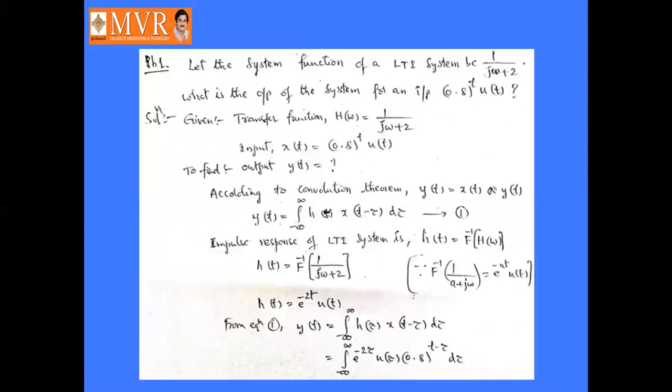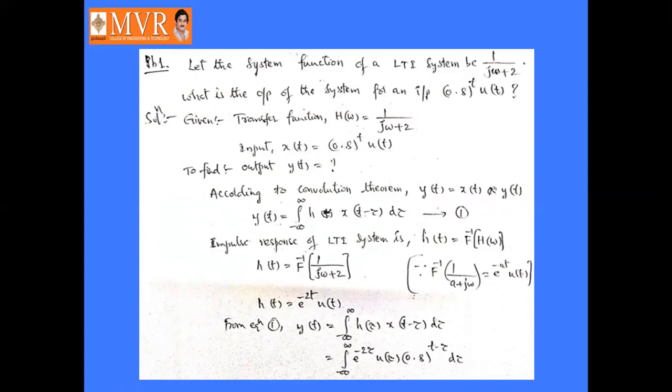Okay, let us do some problems on LTI systems. Here the problem is given like this: let the system function of a LTI system be 1 by j omega plus 2. What is the output of the system for an input 0.8 whole power t into u of t?